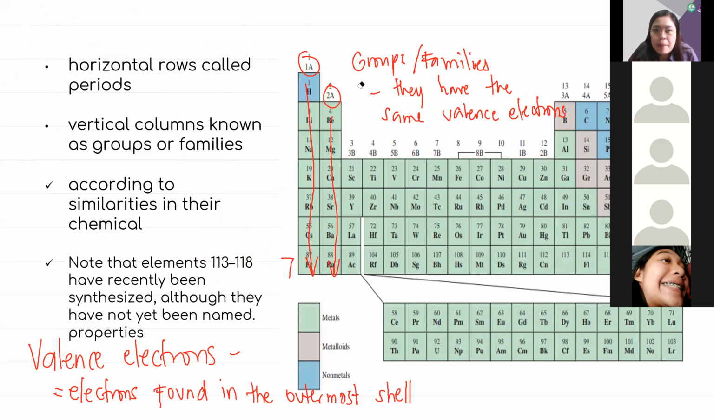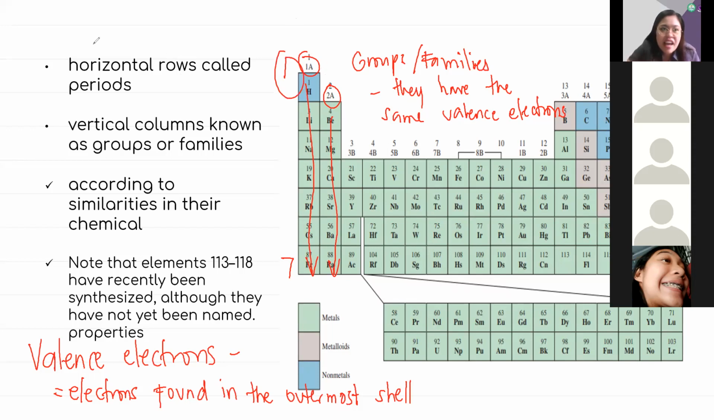So, pag sinabing group or families, silang lahat class, they have the same valence electrons. Kagaya ng group 1A, from hydrogen to francium. Group ha, we are talking about the group. Hydrogen, lithium, sodium, potassium, rubidium, cesium, francium. Ang the same sa kanila class, they have the same valence electron and that is 1. Kaya nga nasa group 1 sila.